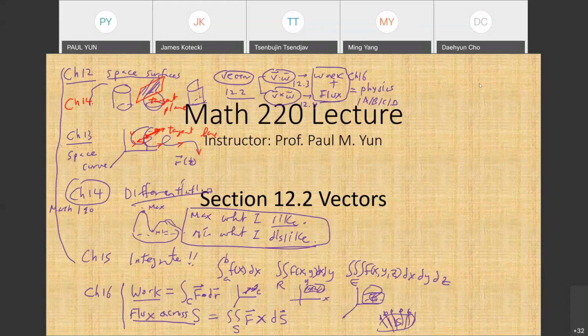So now I understand. You may wonder, why do I have to study vectors suddenly? Because you need to know vectors first so that you know dot product and cross product. 12.3, 12.4. Okay, I get it.